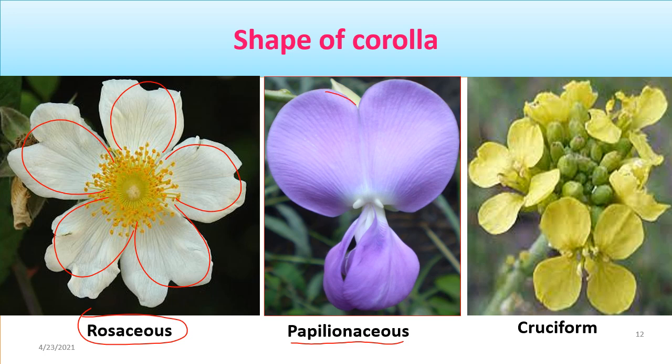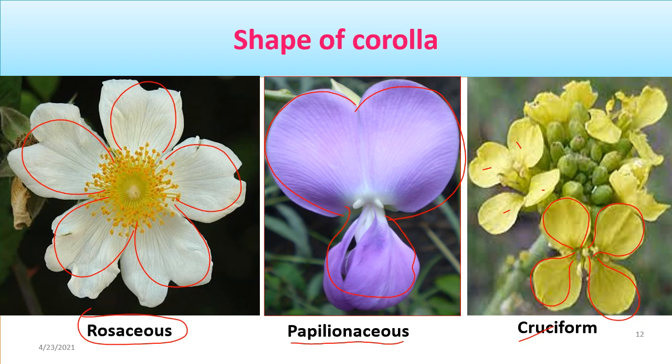So if you look here, it shows a structure somewhat similar to a butterfly, and hence this is called papilionaceous. The next is cruciform. In the cruciform type of corolla, one petal and another petal are completely crosswise. This is one and this is another. So in all these cases you can see this is called a cruciform type of corolla.